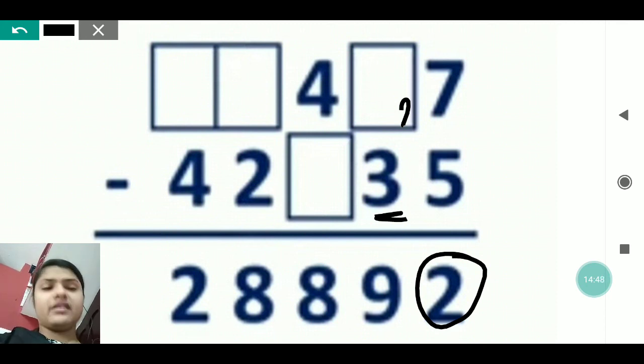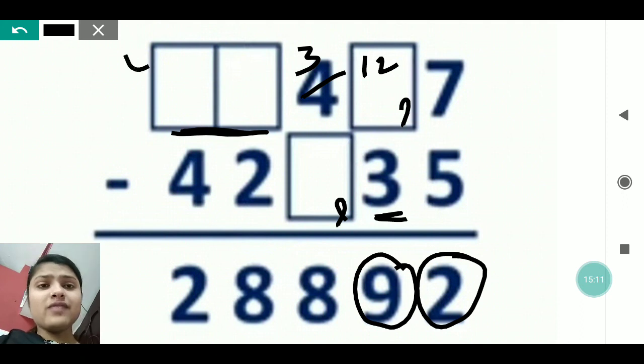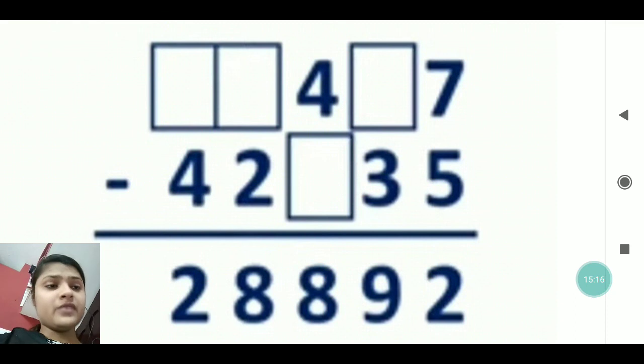So you have to think here that if we write 12, suppose, then 12 minus 3 will be 9. It means it has taken one carry from here, so it will be 3. Now 3 minus what will you do, then you will get 8? Here at these two places nothing is written, so you have to solve these two places first to get this number.